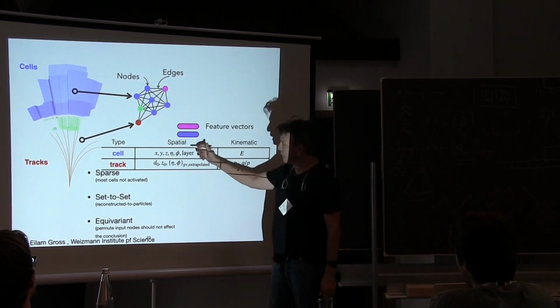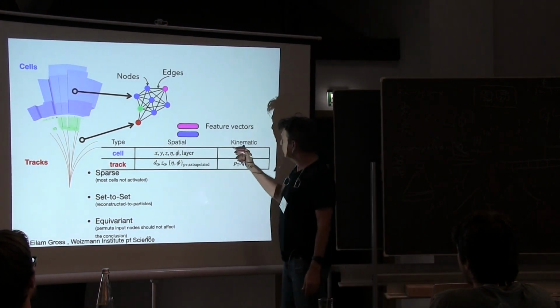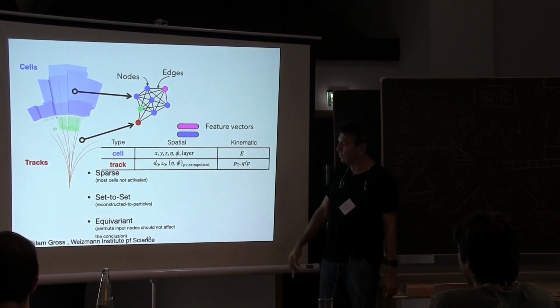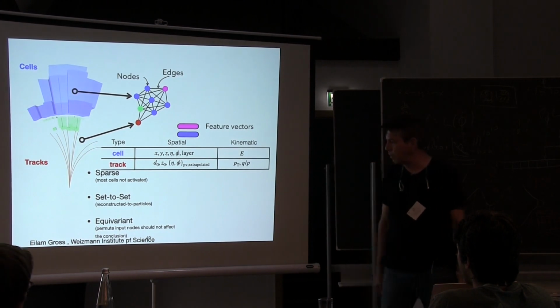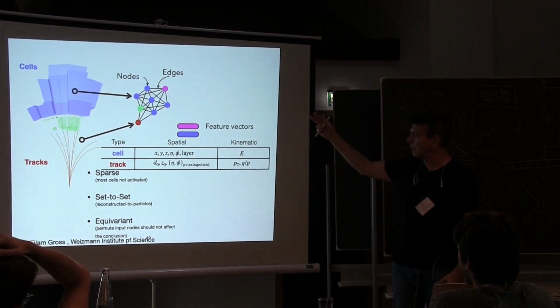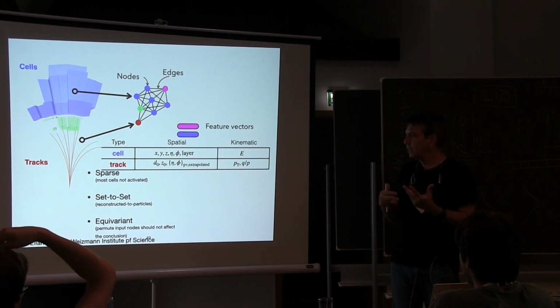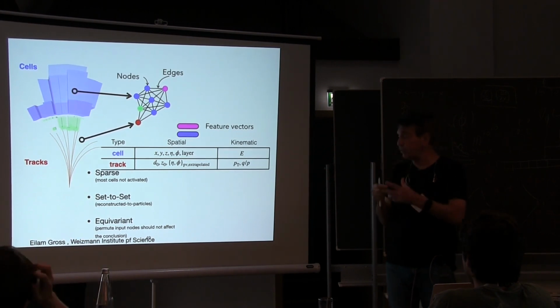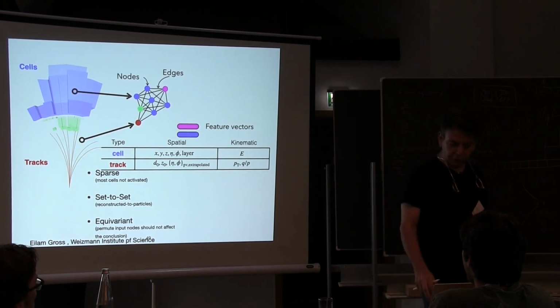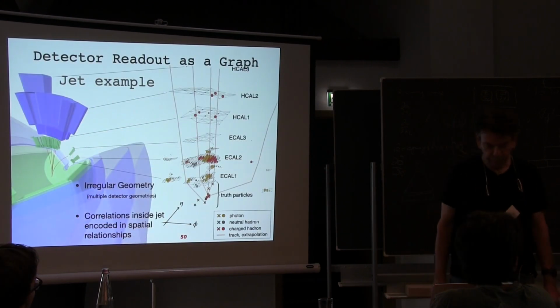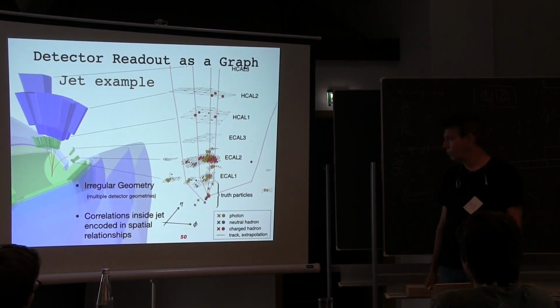So this has to do with the spatial features, and this has to do with the kinematics. So we have sparsity, we have a set-to-set problem, and obviously, if you change the location of the cells and the tracks with all the properties, you drag them with you, it shouldn't affect the output, so it should be what we call equivariant.